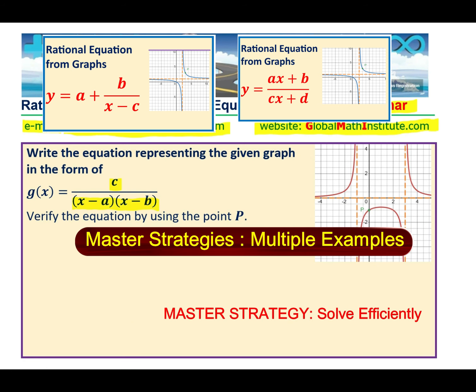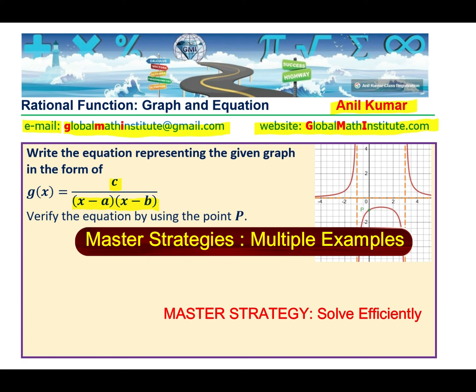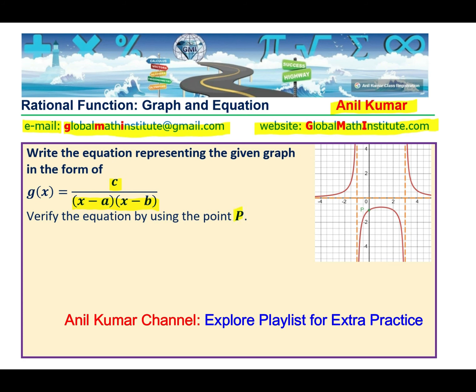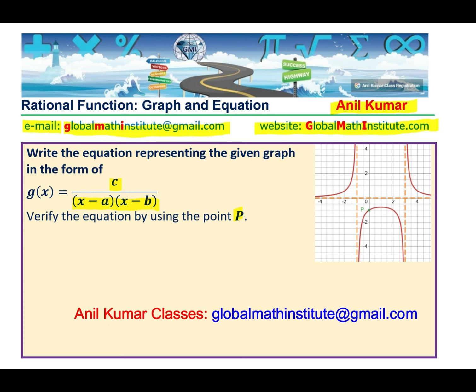Write the equation representing the given graph in the form g of x equals c over (x minus a) times (x minus b). Verify the equation by using point P. It's a very important concept, right? You should identify a point on the curve which can verify that your equation is perfect. Great. So let's first consider how we can get the equation from a graph.